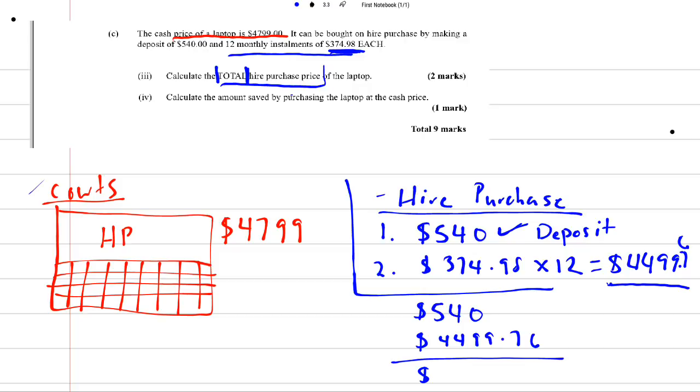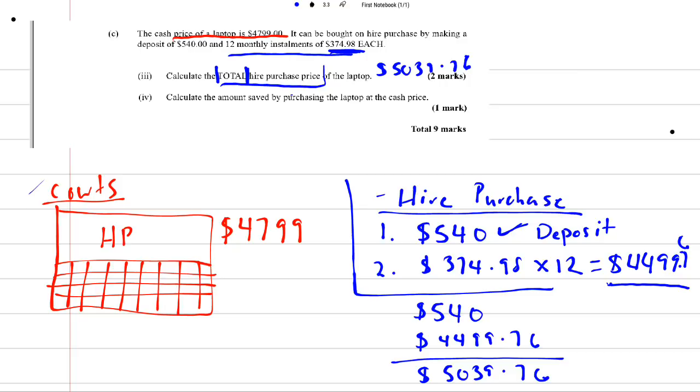Pick up my calculator again, because I'm paper too, so we can use the calculator. So I'm going to add the $4,499.76 plus $540, which gives me $5,039.76. Right? So that is the amount I paid in all, the total hire purchase. So that's the total hire purchase.